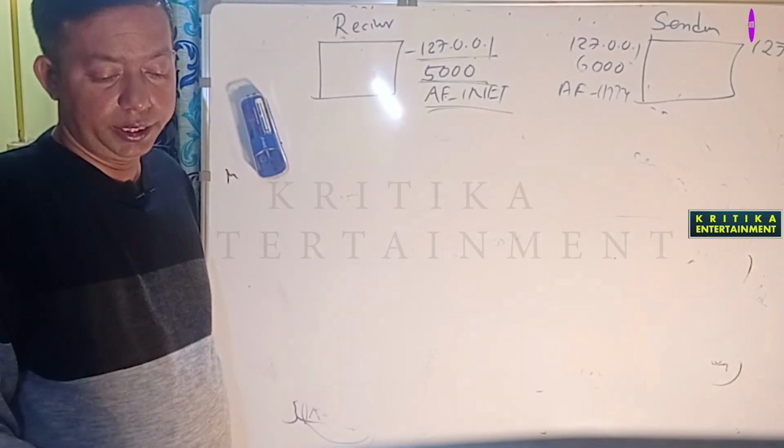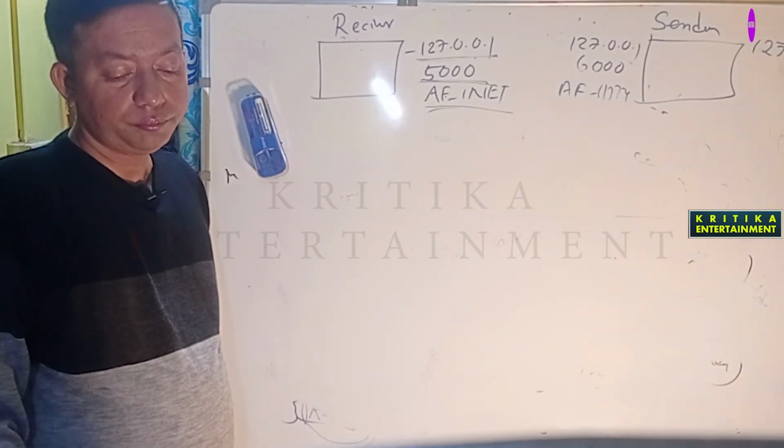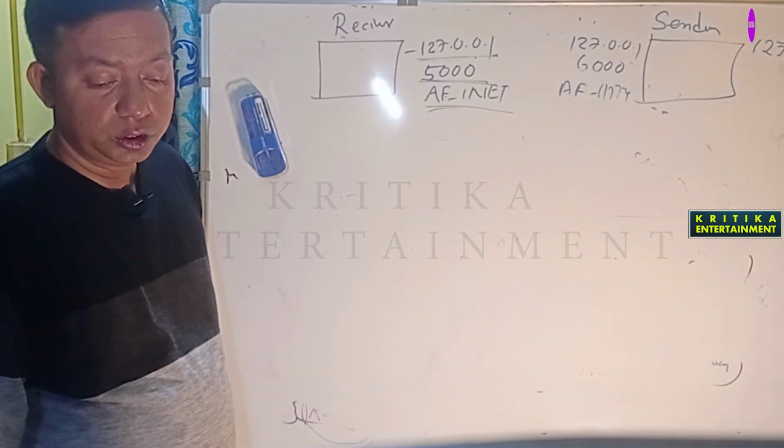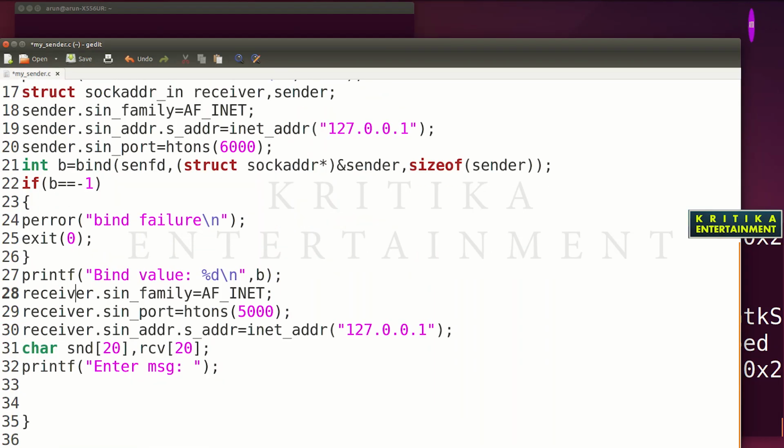Okay, so here I have defined the receiver data details. Now here I will write scanf, percent s, snd.